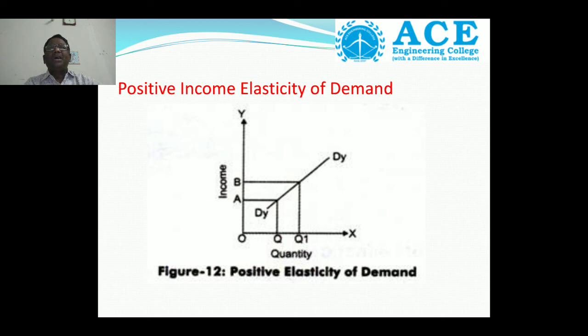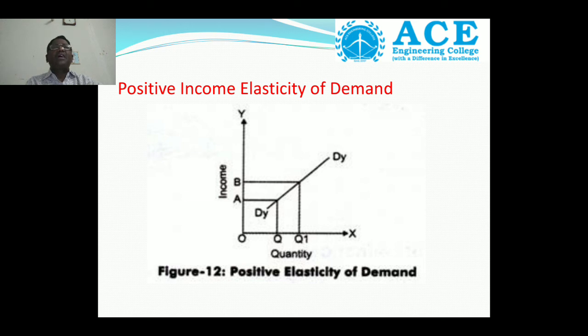The meaning of positive income elasticity is that it is associated with luxurious goods. That means when my income rises, I buy more vacations abroad. That type of income elasticity of demand is positive income elasticity.